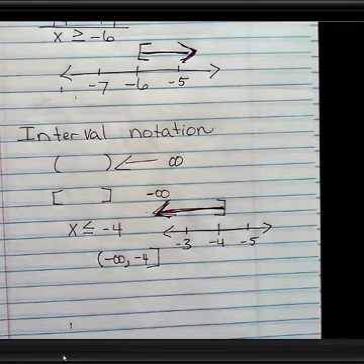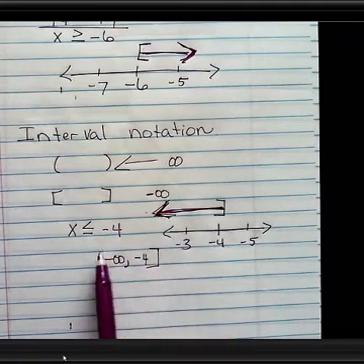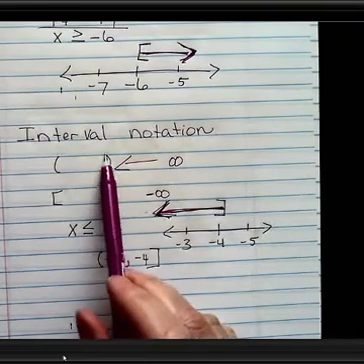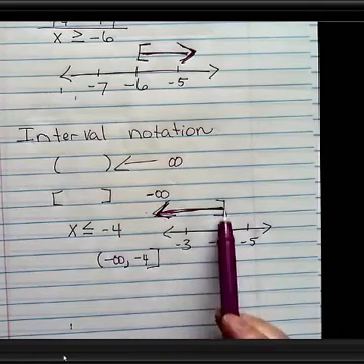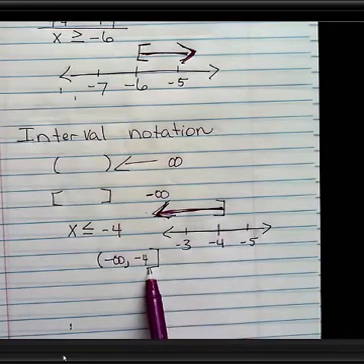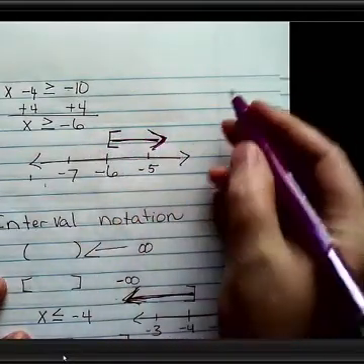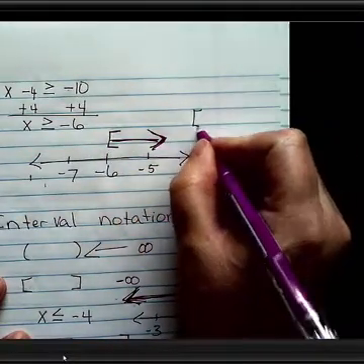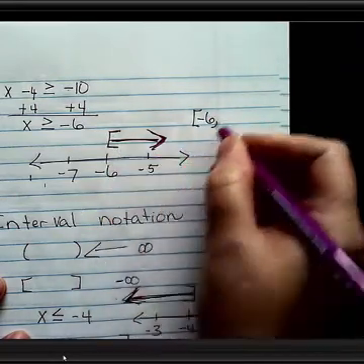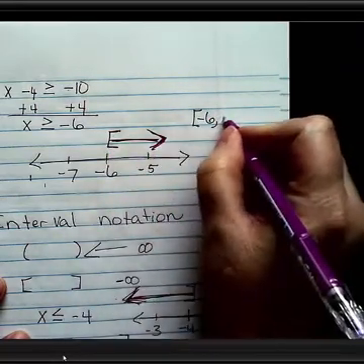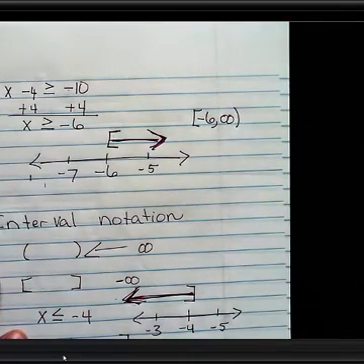Your parentheses are either going to be a negative or positive depending upon the direction you're going, and will always be a parentheses. If this is a bracket, this is a bracket. If this would have been a parentheses, it would have been a parentheses. So up here for this one, my interval notation would be bracket at -6. I'm going to the positive infinity because I'm going to the right, which means I then have that symbol.